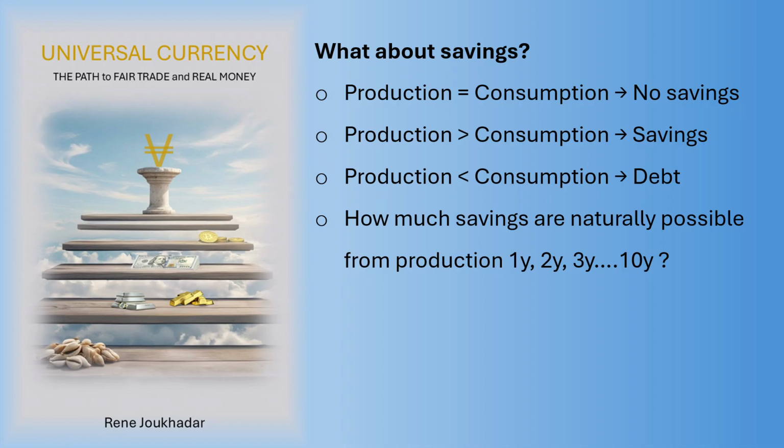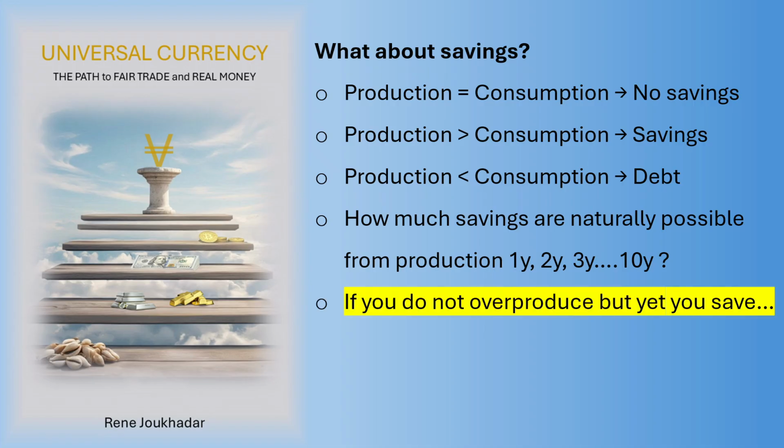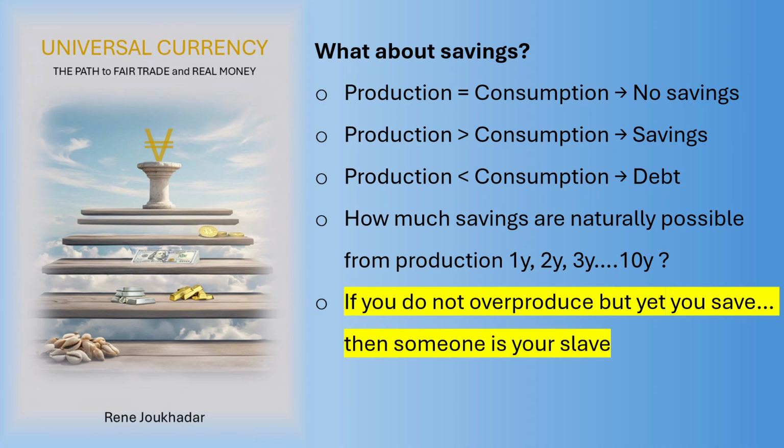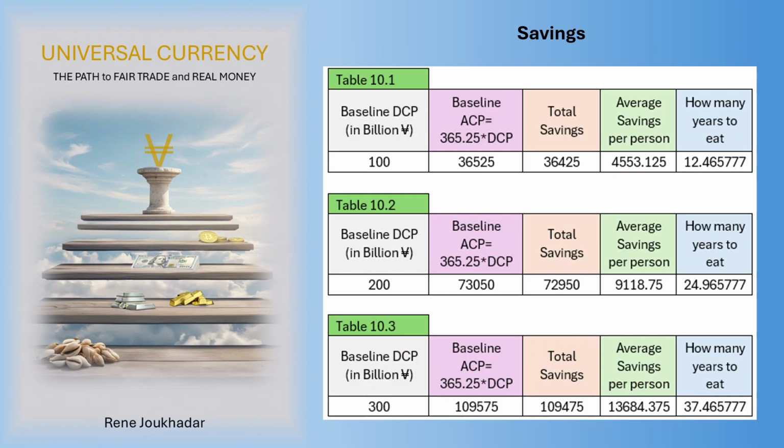Note that the only natural and logical way of savings is from overproduction. So how much can you save from production? 1 year extra, 2 years, 3 years, 10 years extra? Note that if you do not overproduce but yet you save, then someone is your slave. Let's take a closer look at savings in numbers to keep things in perspective.